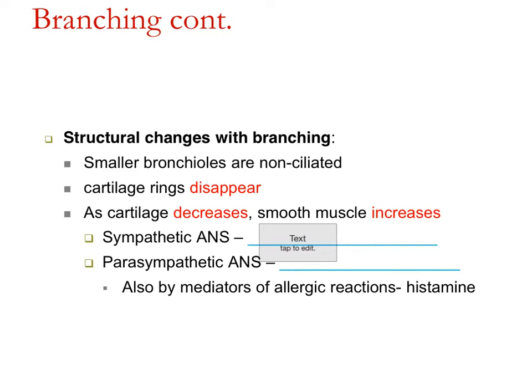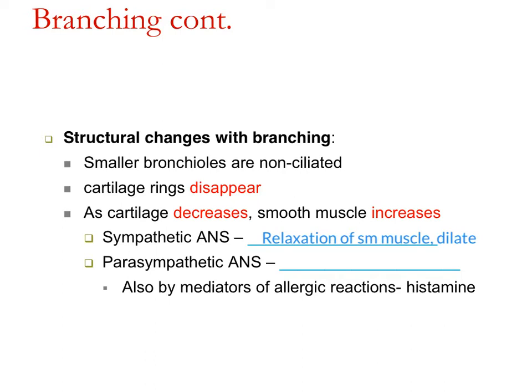So sympathetic activation would cause relaxation of the smooth muscle, and therefore the airway would dilate. Okay?